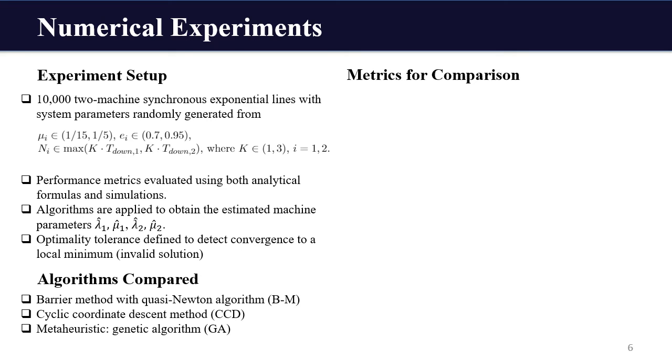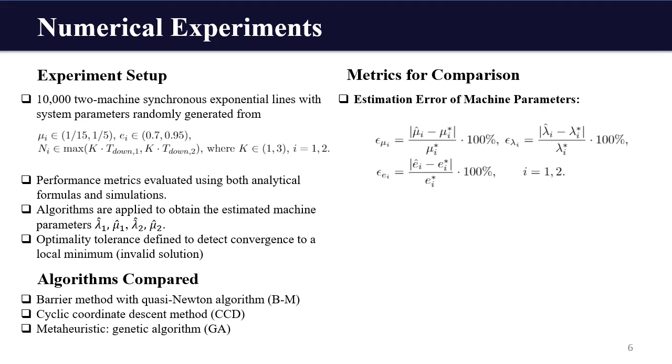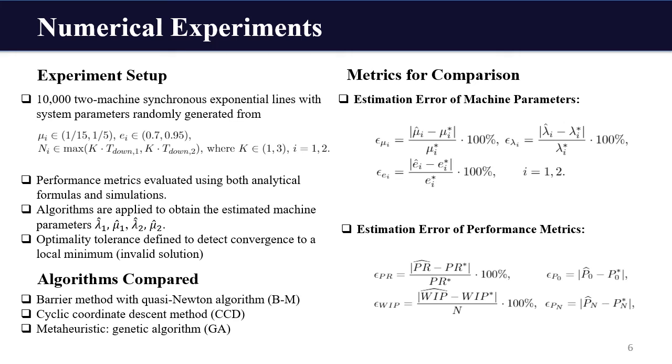Moreover, to evaluate the solution obtained by our algorithms, we compare the following two types of estimation errors. First is the estimation error of machine parameters, to compare the estimated parameters with the true parameters. And the second is the estimation error of performance metrics, to understand how well the estimated parameters fit the given system performance.